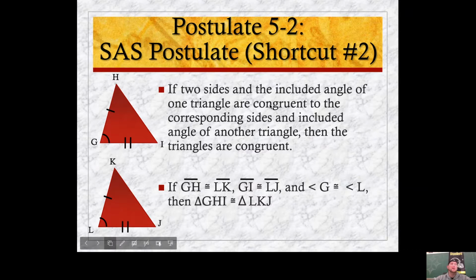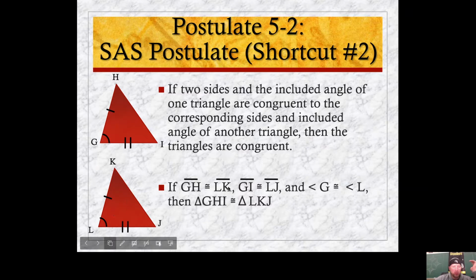So you have two sides and the included angle of one triangle congruent to the corresponding sides and the included angle of another triangle. When that happens, when you see this type of markings on your picture, that means those triangles are congruent. So if you see the diagram, it's really easy to see we got two pairs of congruent sides and we have congruent angles in between.